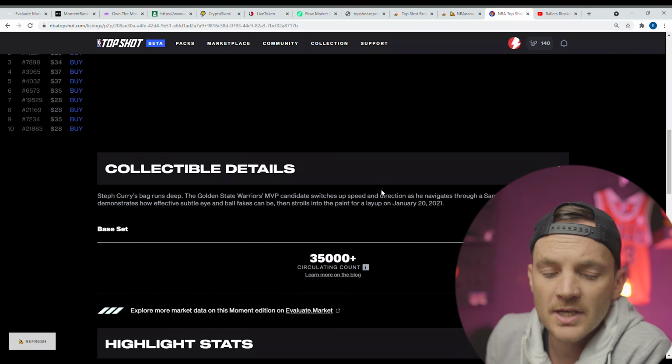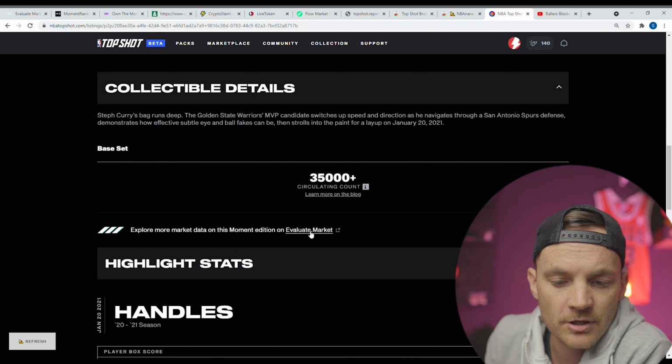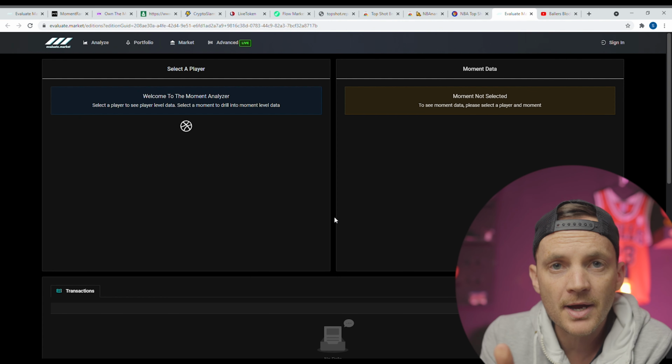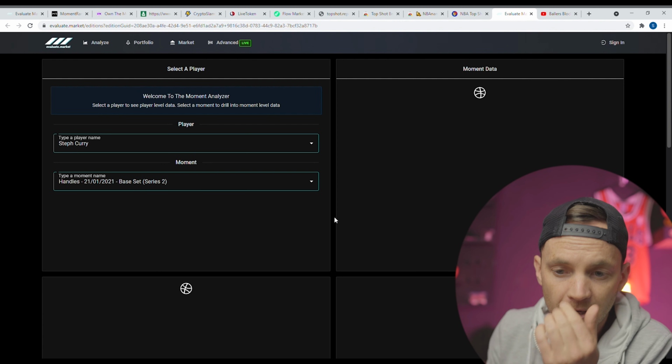Evaluate.Market. And we're going to start with this one because NBA Top Shot themselves have actually linked to Evaluate.Market on their website. Comes up with a little pop-up saying you're going to a third-party site. Click continue, and then you can evaluate the moment that you were looking at in the marketplace straight away. So once you're in the moment, you can look at the circulation count.